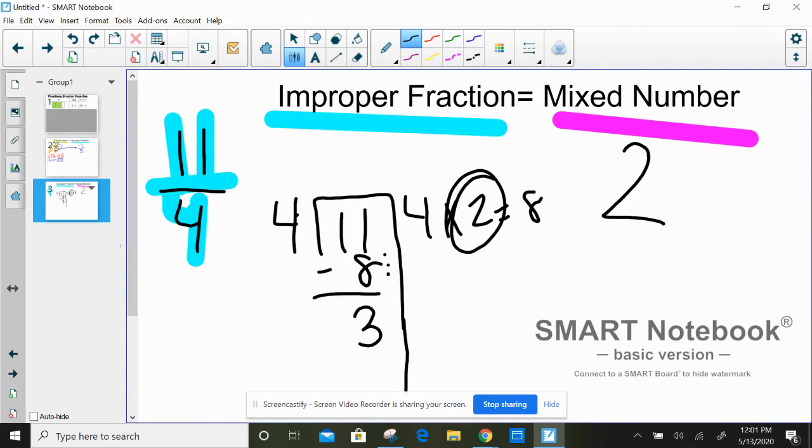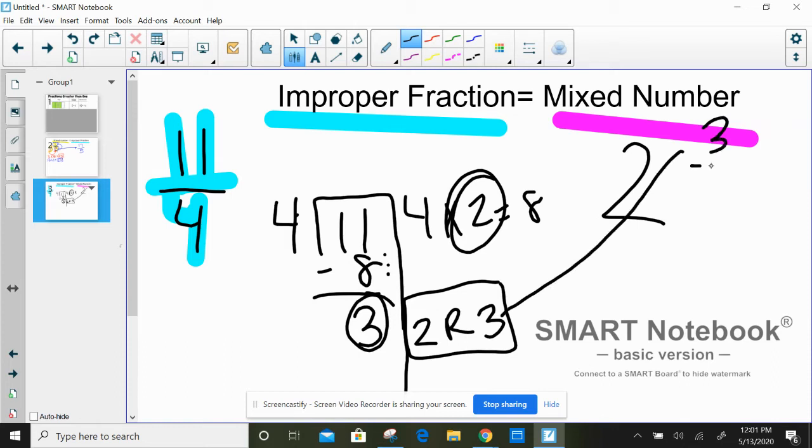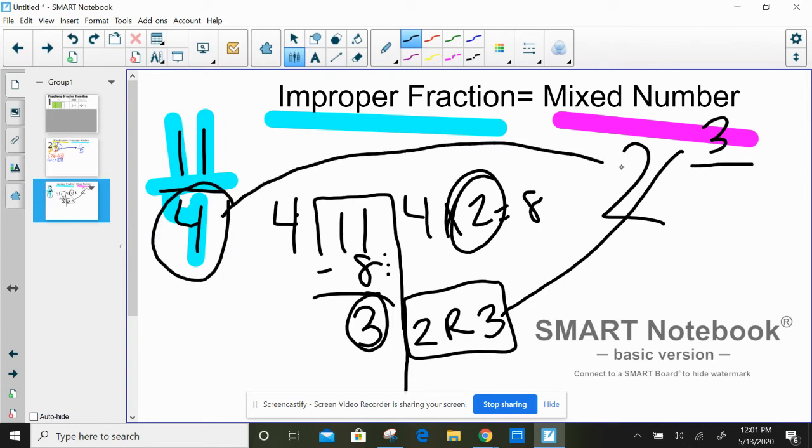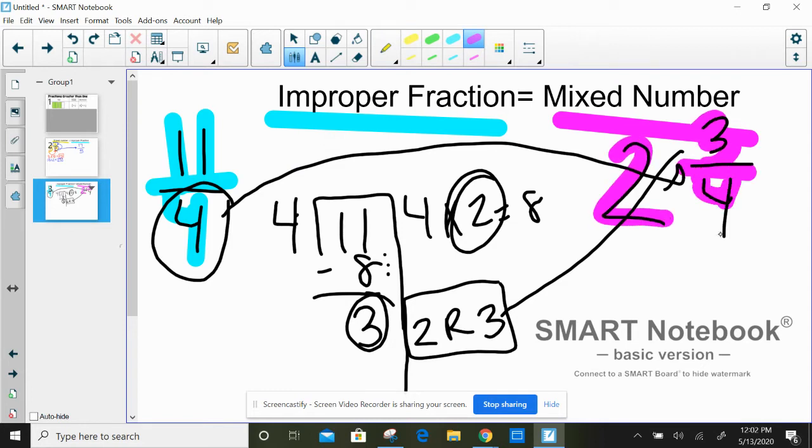And then normally the answer would be 2 remainder 3, right? Because we have a 3 remaining over here. So normally this would be our answer. But actually, you just take the 2 and put it up here as the whole number. The 3 is our new numerator. And then we still have our denominator, just like in the last one. The denominator doesn't change. Okay? So that's our new answer, 2 and 3 fourths. Okay?